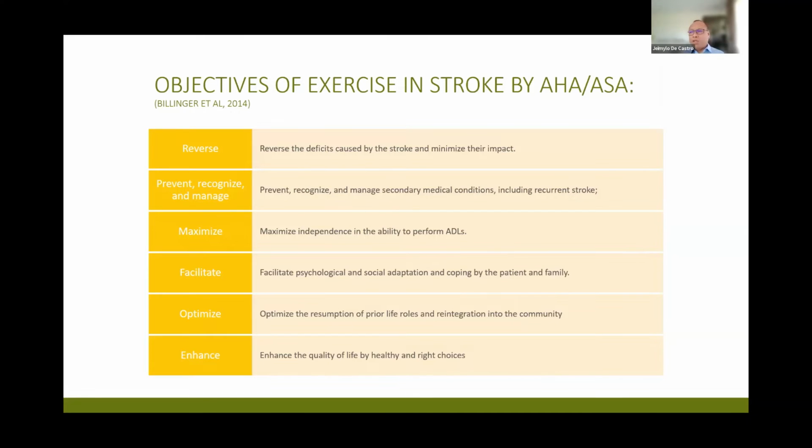Of course, there are a lot of stroke patients that you see around, and you will notice that even if they have some kind of a weak limb on one side, they reintegrate into the community and function very well. And lastly, enhance the quality of life by healthy and right choices. Now that they have a stroke, it's very easy to advise them: you have to avoid this, do physical exercise, arrange your activities in such a way that you will have more exercise, healthy food, and of course, fruits and vegetables would be a very good choice for their diet.